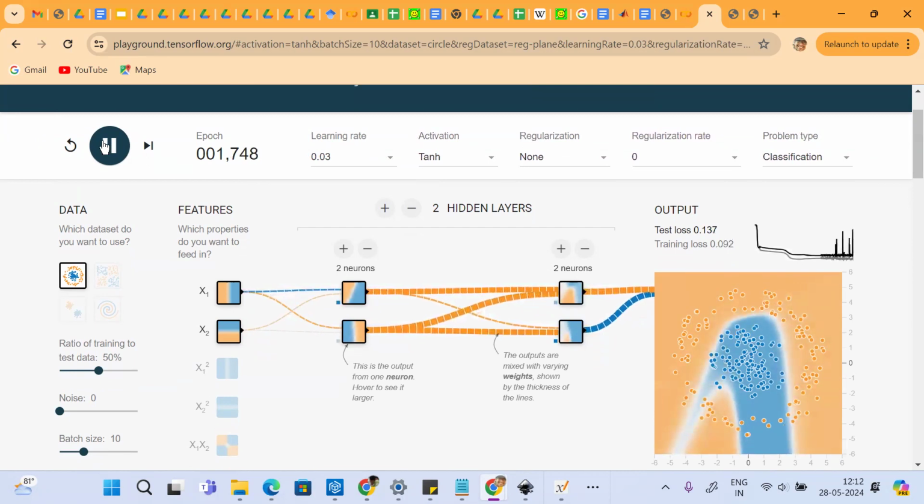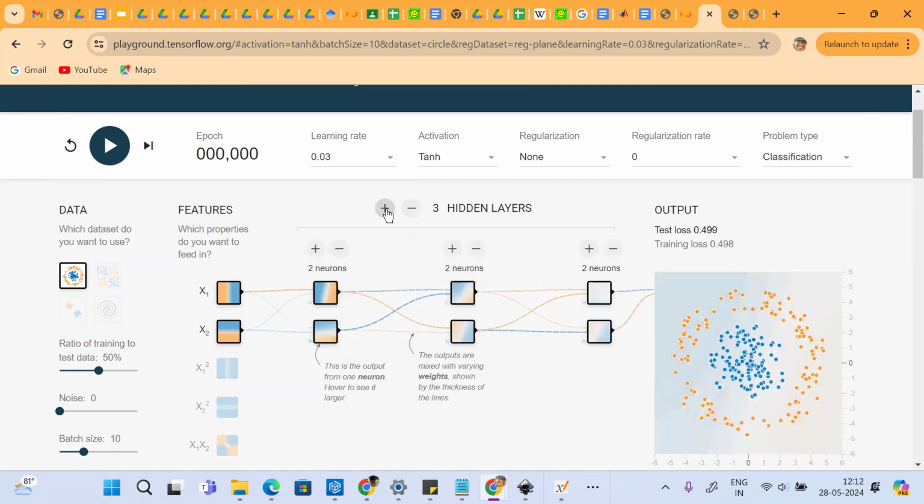So now what I will do is increase the number of hidden layers. Now there are two hidden layers. I will increase the number of hidden layers.